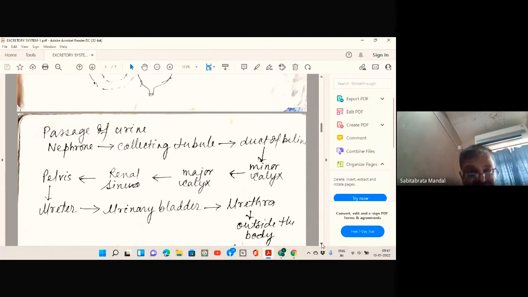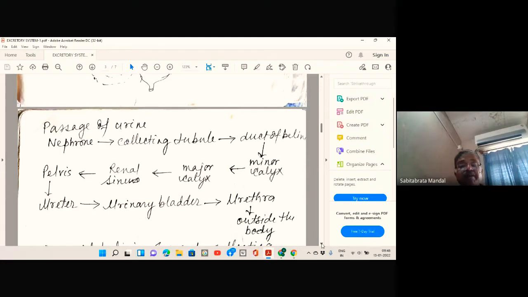So again, I am repeating: in the nephron the urine is produced, then it is going to the collecting tubule. From the collecting tubule, it is going to the duct of Bellini, B-E-L-I-N-I. Then it is going to the minor calyx. From the minor calyx, to the major calyx. From the major calyx, to the renal sinus. From the renal sinus, to the pelvis. From the pelvis, to the ureter. From the ureter, to the urinary bladder. From the urinary bladder, to the urethra. From the urethra, to the outside of the body.